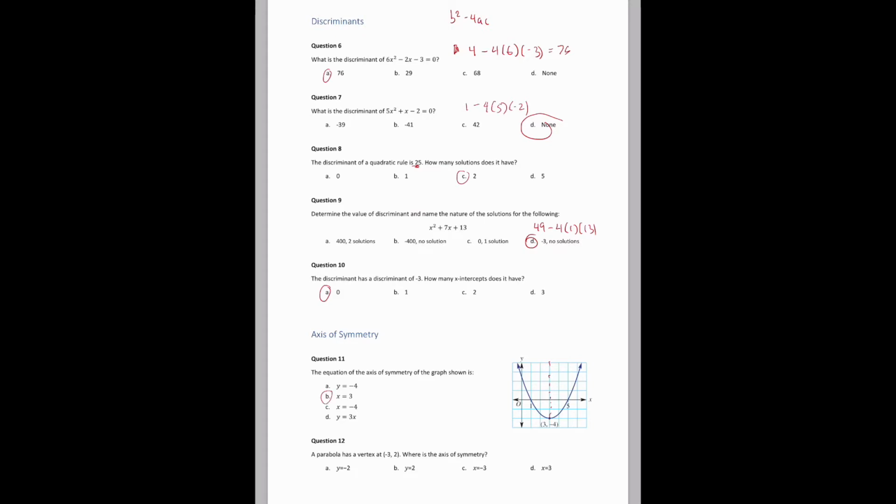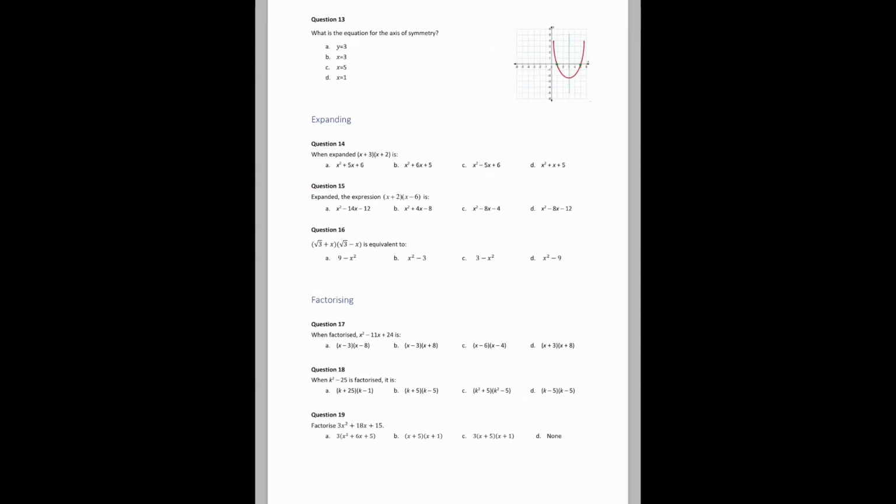For question 12, it tells you what the vertex is, which is the turning point. Where is the axis of symmetry? Hence, it's always going to be the x value of a turning point. So it's going to be x is equal to negative 3. Sweet. Moving on to the next question. Your axis of symmetry is going to be when x is equal to 3. So B will be the answer.